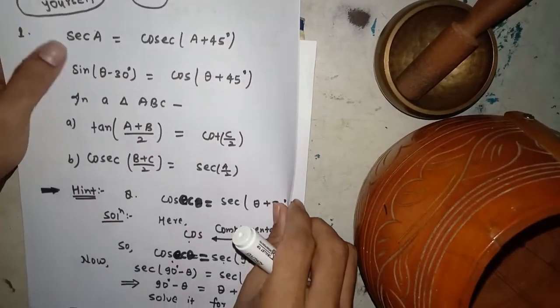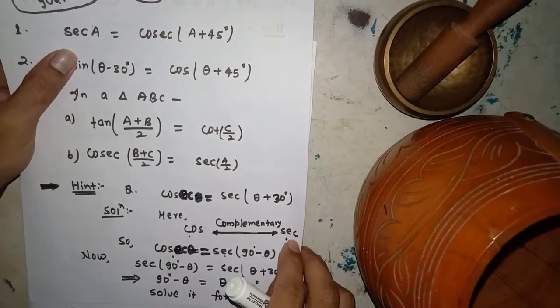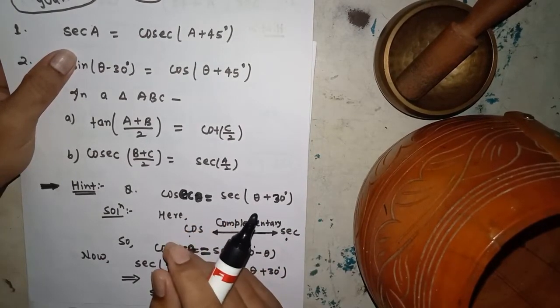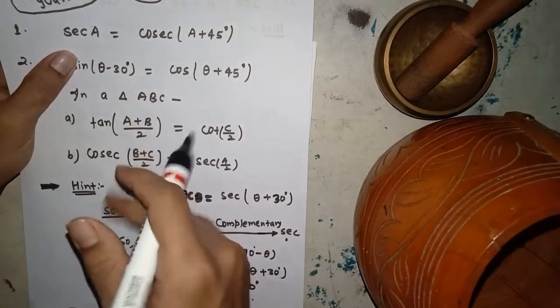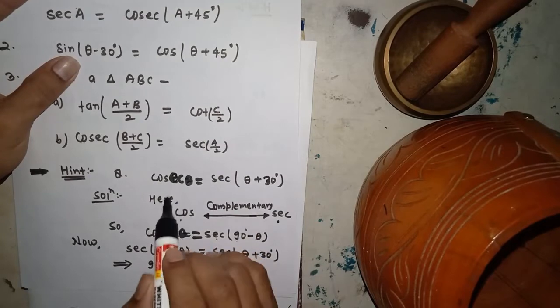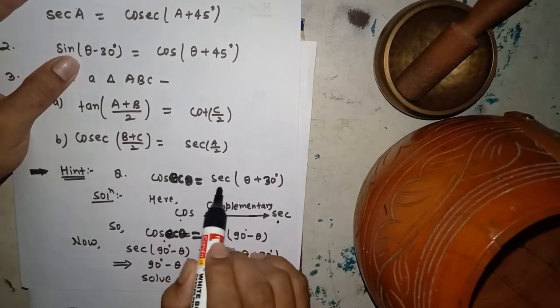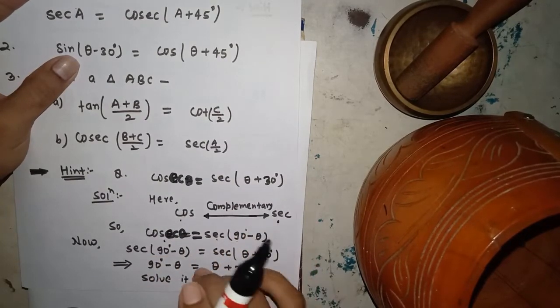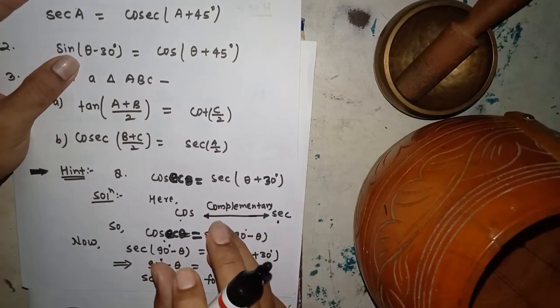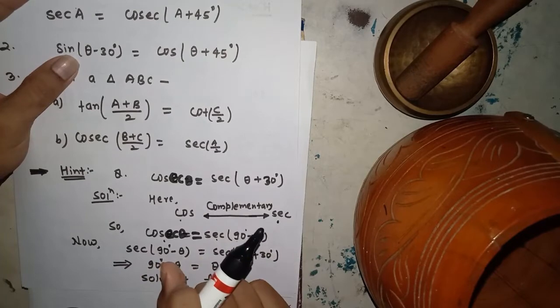As a hint, I will solve a question so that you will not face difficulty while solving these kinds of problems. So I take the question as cosec theta is equal to sec (theta plus 30 degree). So how can I find the value of theta?